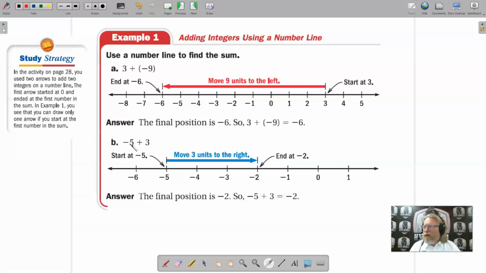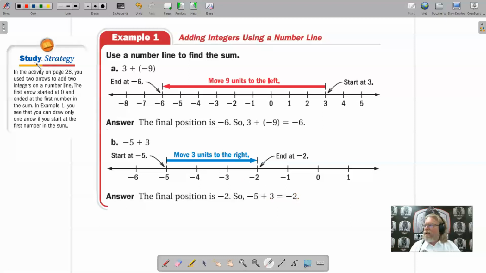On the next one, we start at -5. So we start here at -5. And then we're adding 3 to it, so we're going to move to the right 1, 2, 3 spaces, and we end at -2. So we see that -5 plus 3 equals -2.